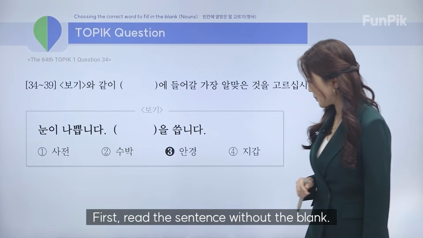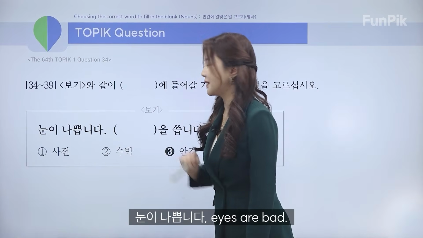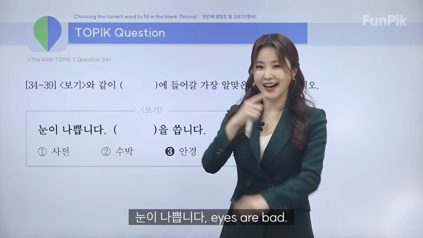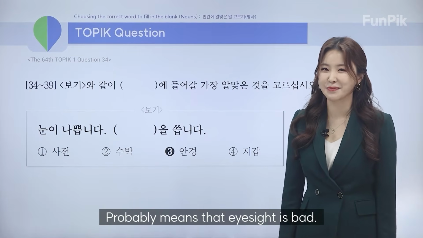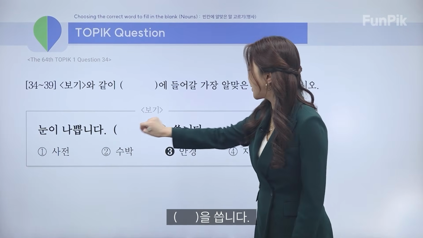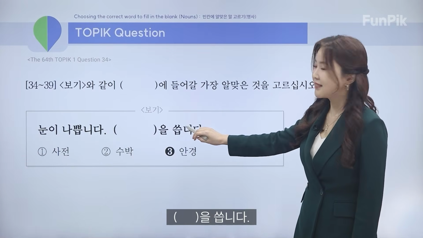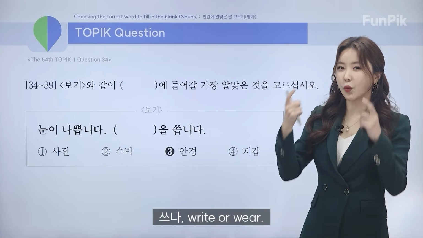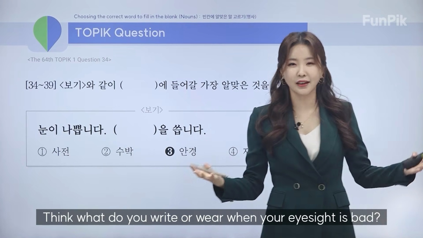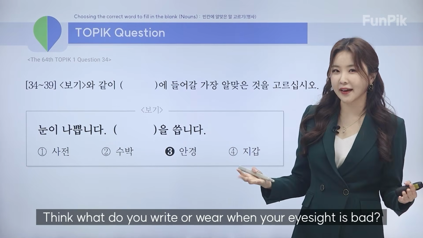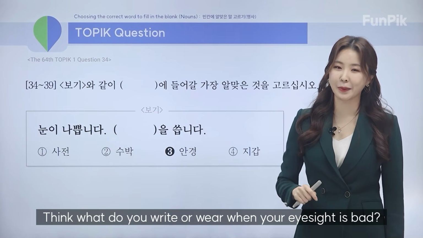First, read the sentence without the blank. 눈이 나쁩니다. Eyes are bad. Probably means the eyesight is bad. 괄호 뭐뭐를 씁니다. 쓰다, write or wear. So, you're writing or wearing something. Think, what do you write or wear when your eyesight is bad?